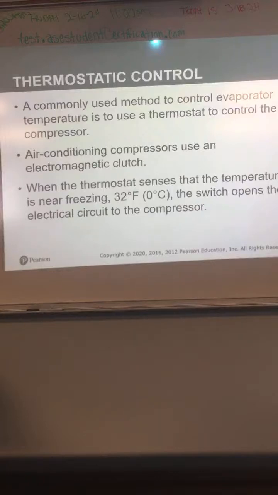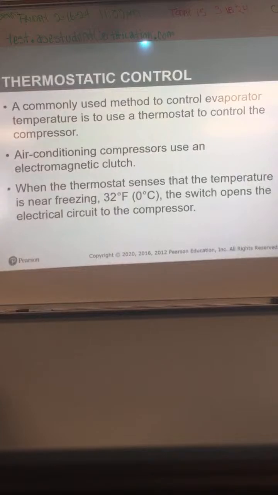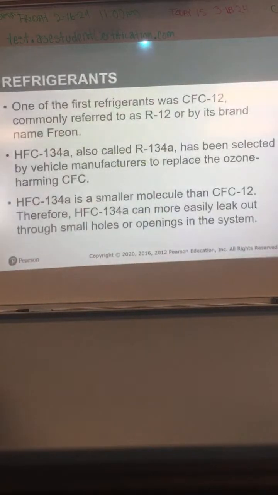Thermostatic control. A commonly used method to control evaporator temperature is to use a thermostat to control the compressor. Air conditioning compressors use an electromagnetic clutch. When the thermostat senses that the temperature is near freezing, the switch opens the electrical circuit to the compressor. There is a thermostatic control as well. Compressor with electromagnetic clutch.